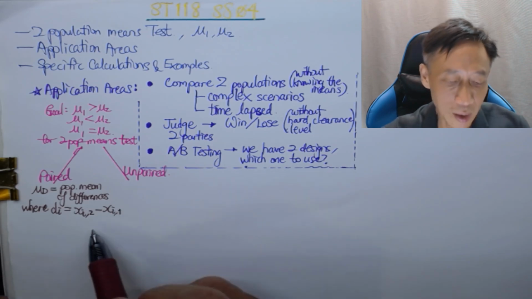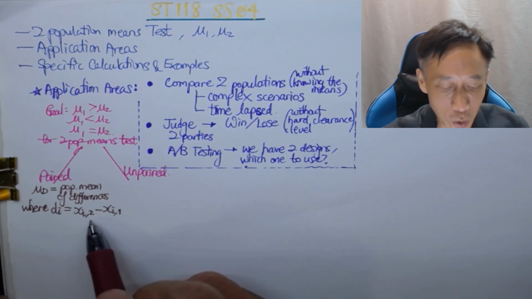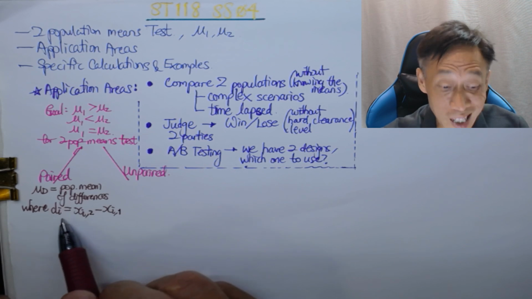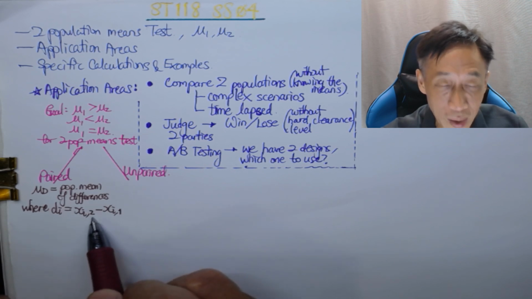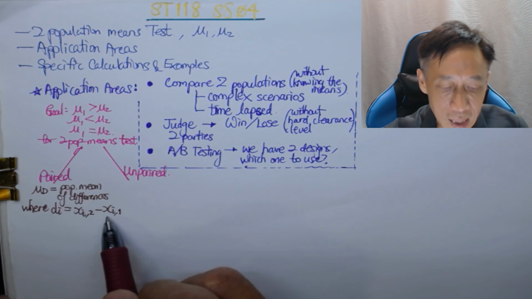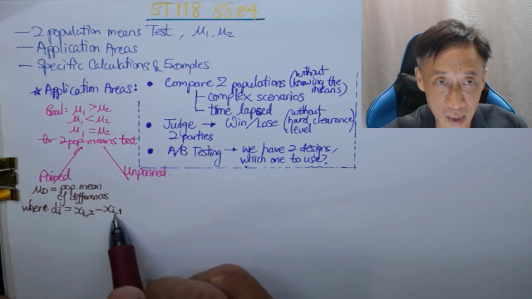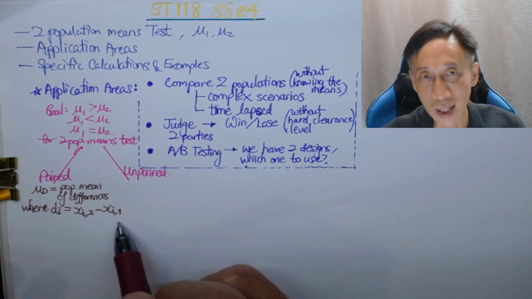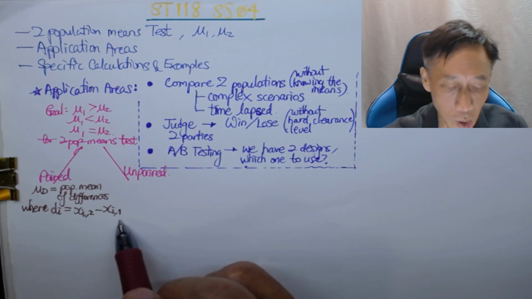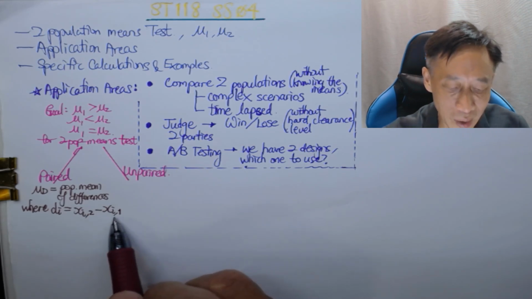Having said that, of course, you have the liberty to say, I define di to be xi comma 1 minus the corresponding ith item of population 2. But let's just stick with my convention, right? So the important thing, however, here is the i and the i here.